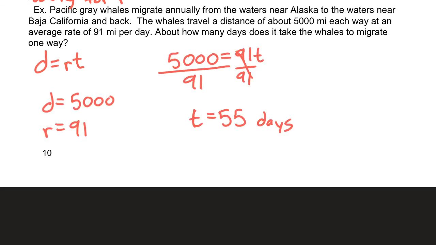Okay, so to finish off this example, I wrote out the information. I knew distance was 5,000, so d is 5,000. I knew rate was 91, so r was 91. I substituted those into the equation, and I realized I just had to divide by 91. For my solution, I got about 54.945, and so I rounded that up to 55 days. It's important in these problems that you know what unit we're getting. In this one, the time was in days.